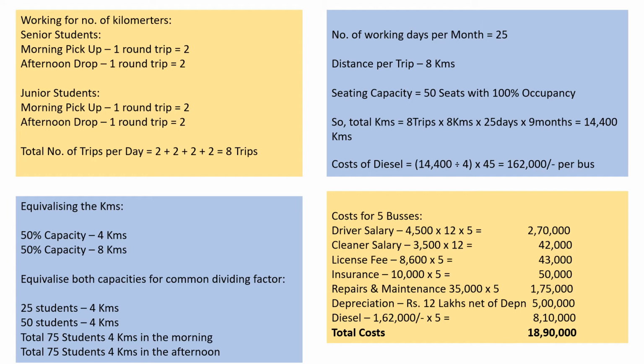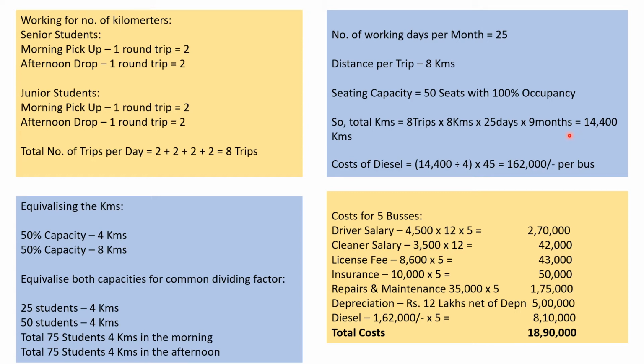It is per bus per annum because the distance of 14,400 kilometers is per annum, as we have multiplied with 9 months here. So the cost of diesel per annum for each bus is 162,000. I have not multiplied here with 5 buses anywhere. That is the reason it is the distance traveled by each bus per annum, 14,400.